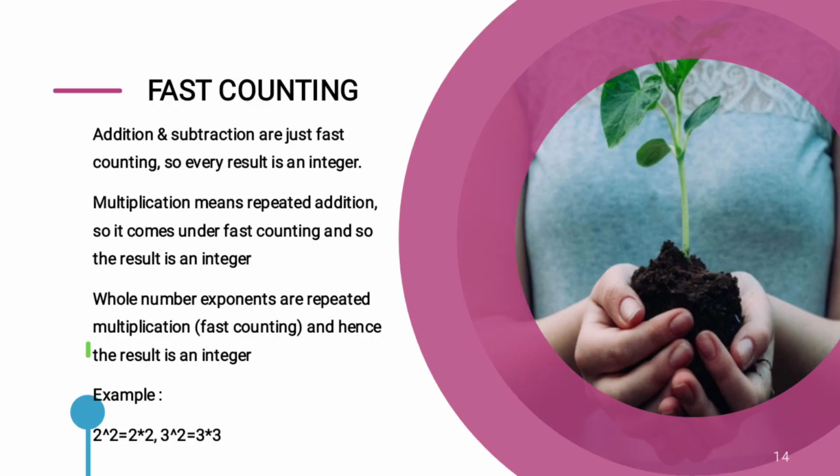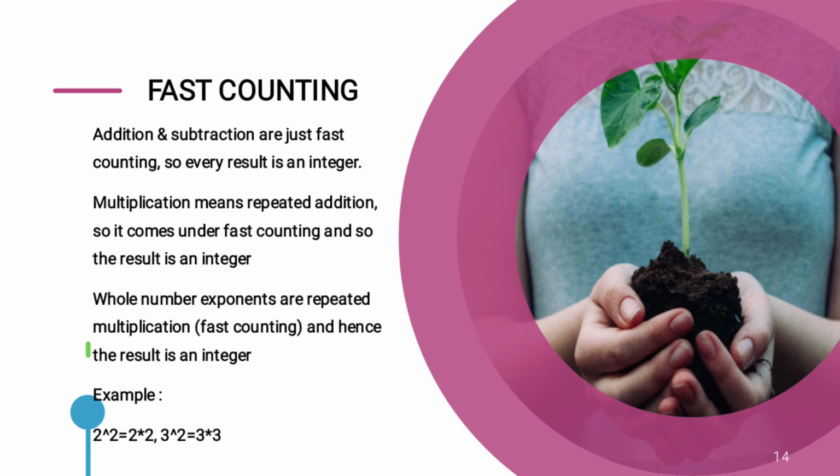Definitions. Fast counting. Addition and subtraction are just fast counting. So every result is an integer. So we are saying that addition, subtraction and multiplication are just counting. So when you count two integers, you will get only another integer. Multiplication is repeated addition, so it comes under fast counting, and so the result is an integer. Whole number exponents are repeated multiplication, and hence the result is an integer.